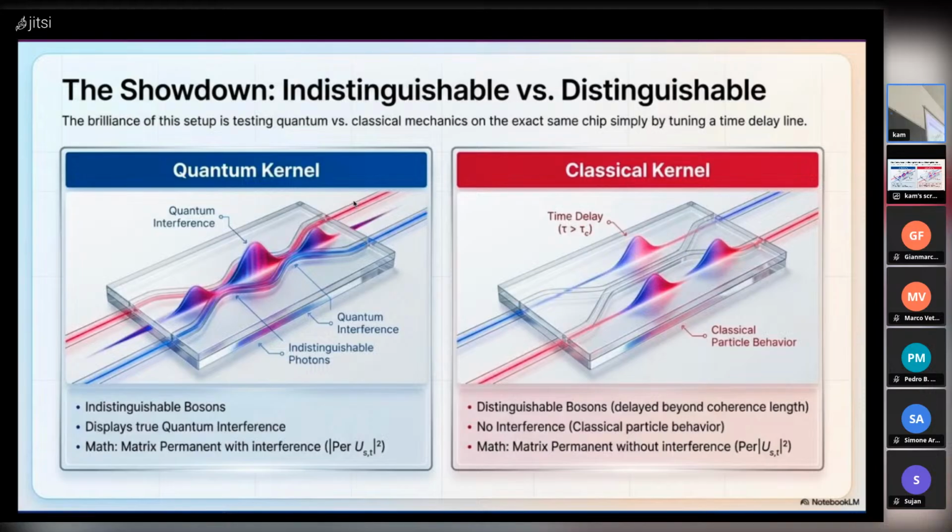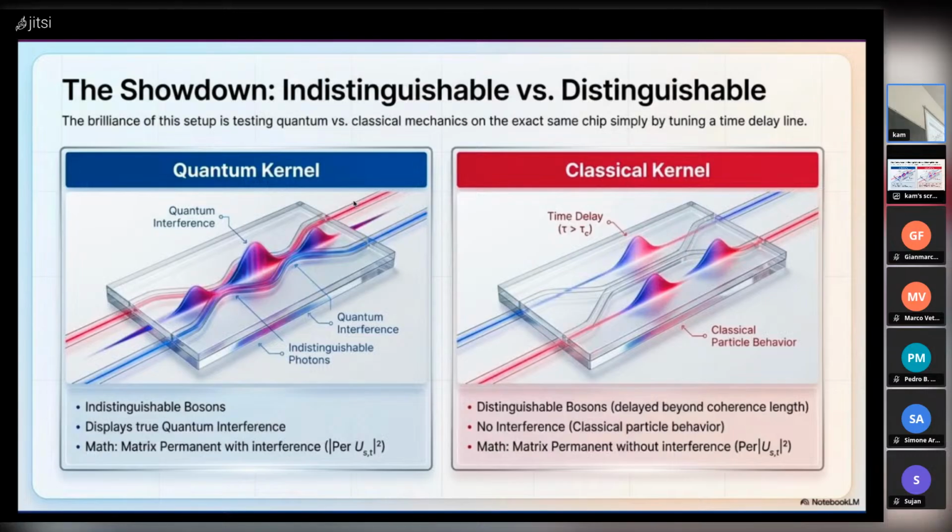A benchmark for comparison is that if you send light with a time delay, they have no correlation, and then these are distinguishable bosons. They show classical particle behavior and have no interference. So in that case, it is still a matrix permanent, but without the interference. So it's a permanent of the modular square.